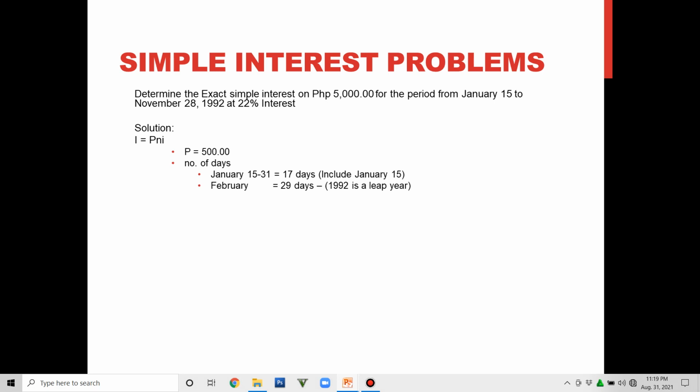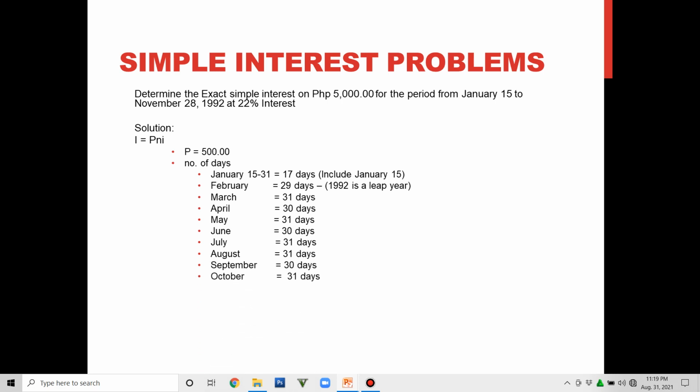So January 15 to 31 supposedly is 16. Again, we include January 15. Then February 29 days, leap year yan. March is 31 days, April 30 days, May 31 days, June 30 days, July and August, again 31 yan. September 30, October 31 days, November 27 days, because again we exclude November 28, that would total to 318 days.